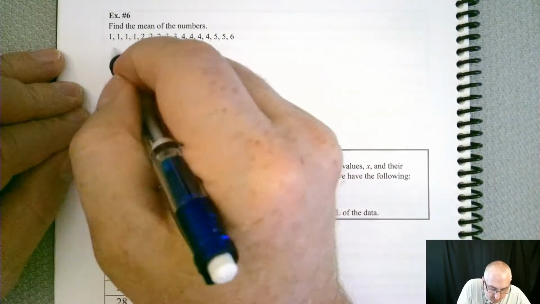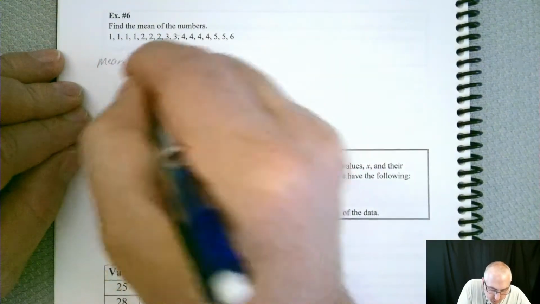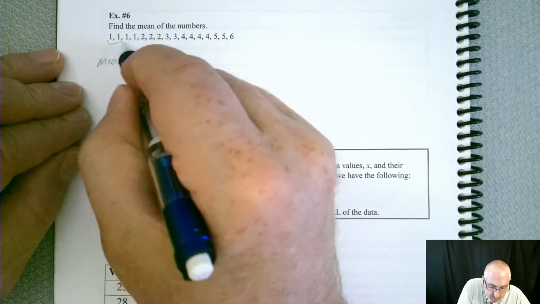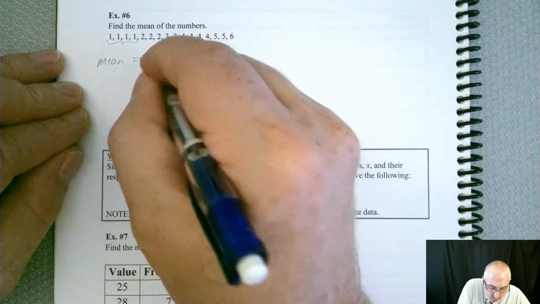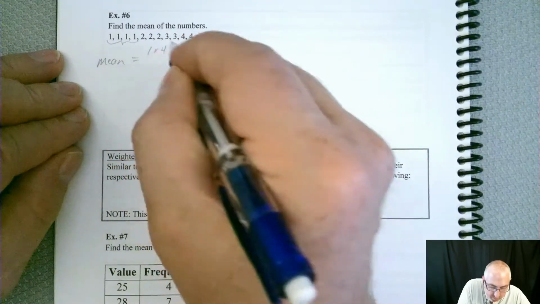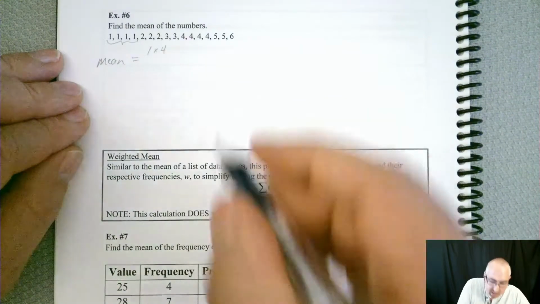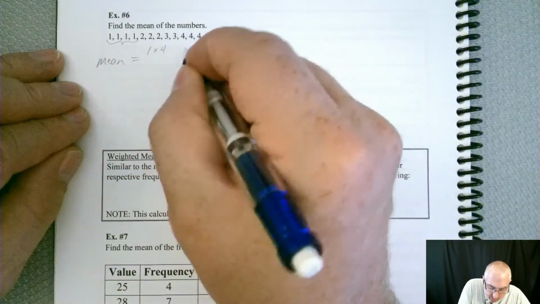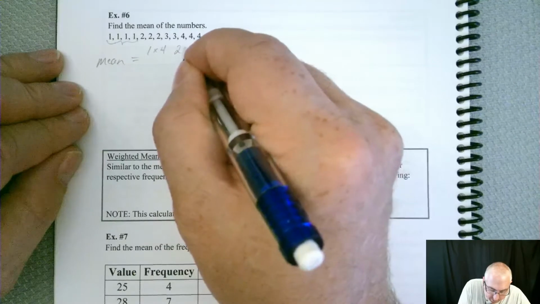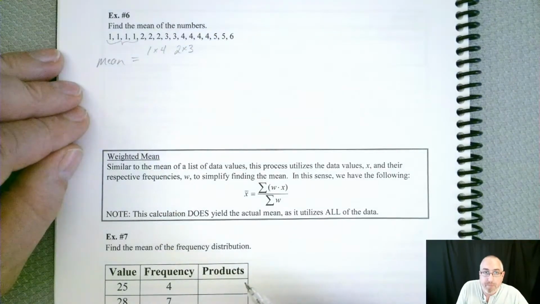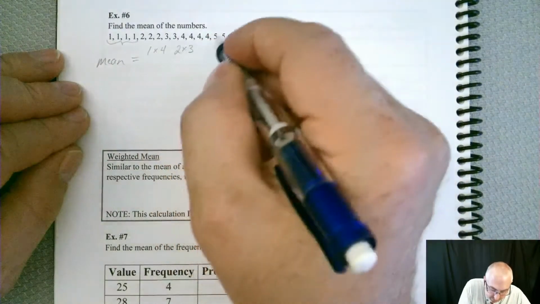So what we want to do instead is batch our numbers when there's a lot of repetition. So in this case, if we wanted to find the mean, I'm going to take all of those ones and batch them. I'm going to say 1 times 4. That takes care of the ones. And then I'm going to take care of the 2's the same way. I got the 2's, and then I'm going to multiply that times 3, because there's 3 of them.